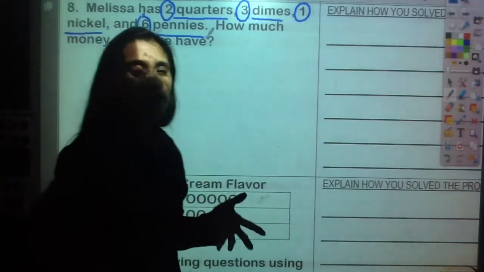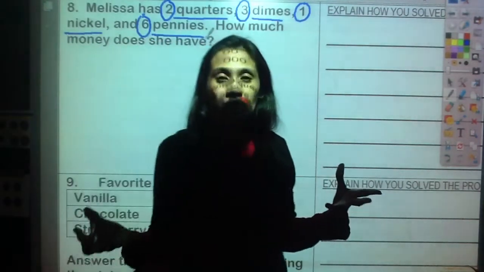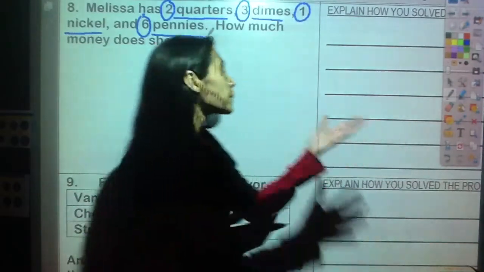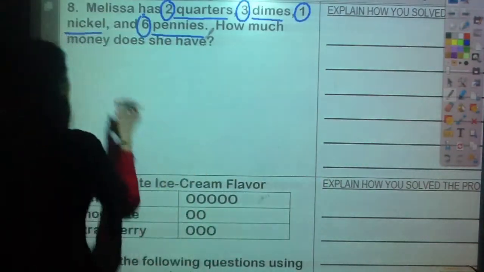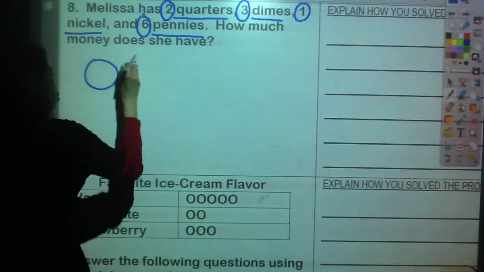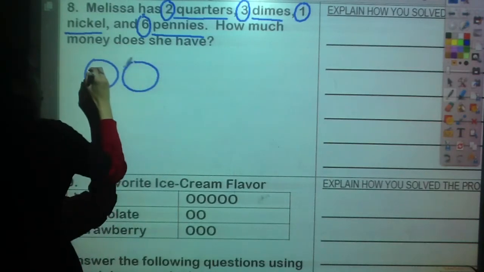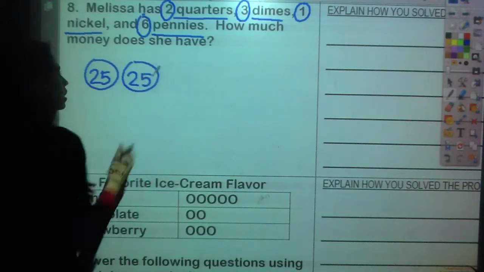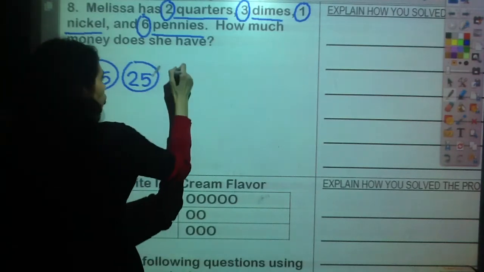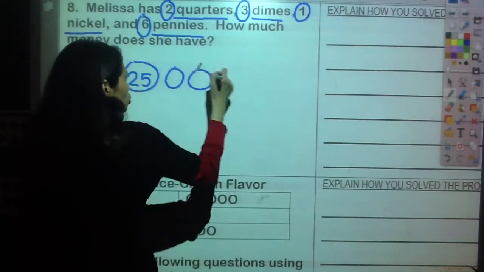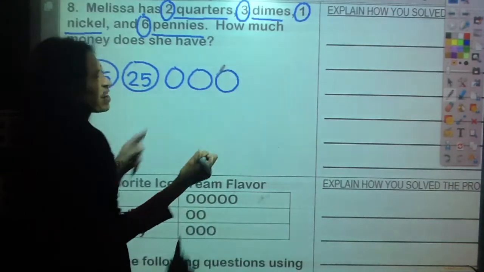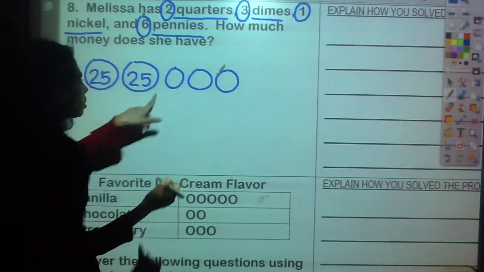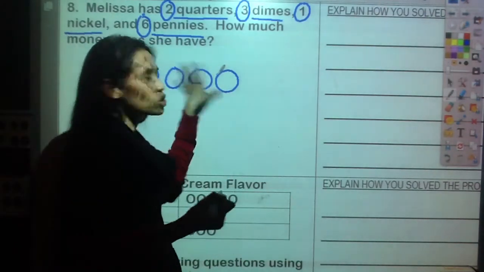So to solve this, I want you to draw a picture, draw the coins, okay? So we start off with 2 quarters. I'm going to draw circles. How much is a quarter? A quarter is 25. So write 25, 25, and 3 dimes. Draw 3 dimes. 1, 2, 3. I made it a little bit smaller because dimes are smaller. Although they're not equal, just do it as best you can.